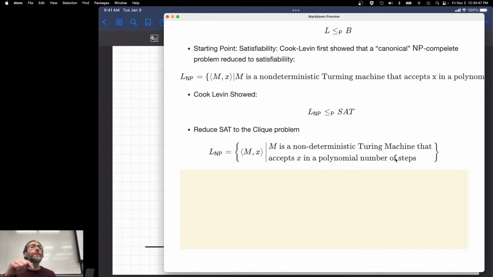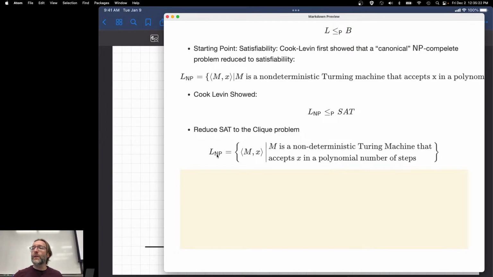This is very, very similar to the halting problem, which was undecidable. But why is this decidable? Because of this additional restriction here, that it has to accept in a polynomial number of steps. If it goes beyond, if it goes exponential, super polynomial, or just infinite, right? That was the halting problem, right? Does it halt in a finite number of steps? That was undecidable. This is decidable because you can always simulate the computation and then stop after a polynomial number of steps and say, no, it doesn't accept in a polynomial number of steps.